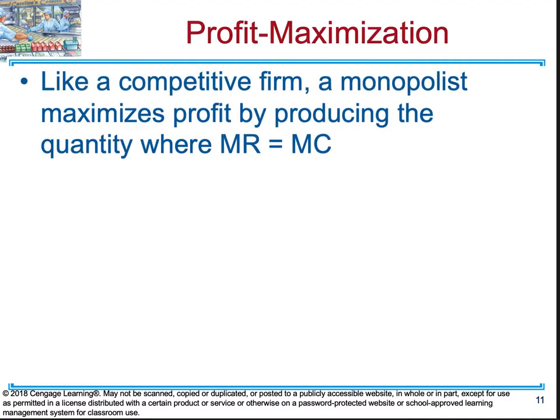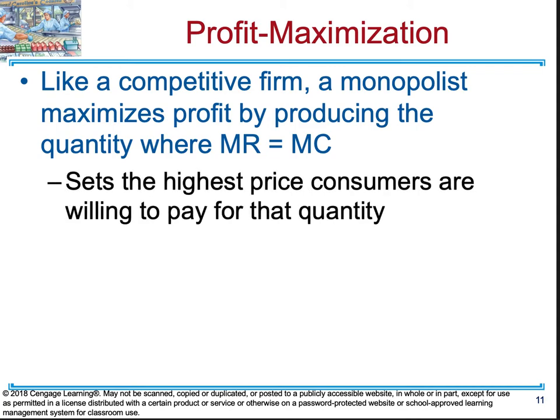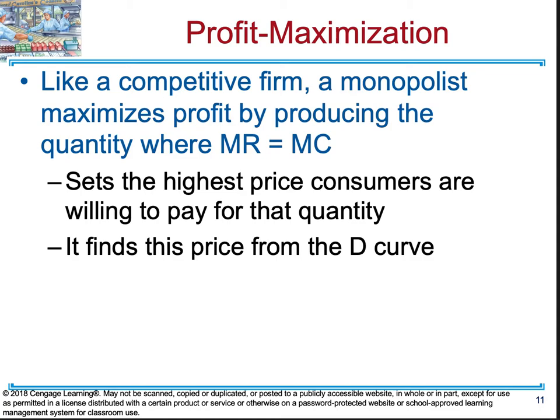Like a competitive firm, the monopolist is always trying to maximize their profit where MR equals MC. So they want to set the highest price consumers are willing to pay for that quantity. Again, remember, they're the only provider of this product. So step 1, find where MR equals MC. With our two curves, we have our demand, and then we have our marginal revenue. You're still going to be given a marginal cost curve and average total cost. You still have all those. But the first thing, always find where MR equals MC. Second, you find the price from the demand curve above. So we'll go over an example.